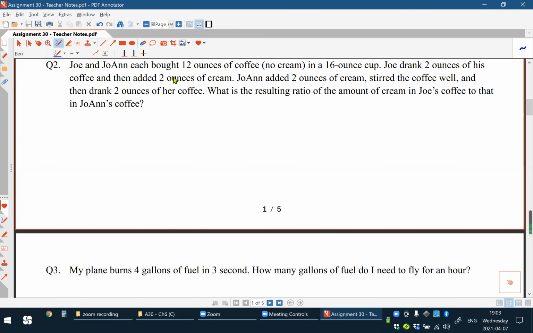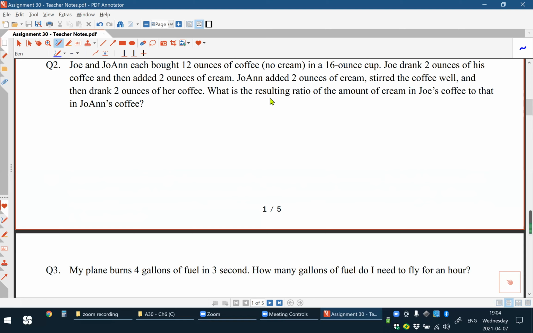Joe and Joanne each bought 12 ounces of coffee with no cream in a 6-ounce cup. Joe drank 2 ounces of his coffee and then added 2 ounces of cream. Joanne added 2 ounces of cream, stirred coffee well, and then drank 2 ounces of her coffee. What is the resulting ratio of the amount of cream in Joe's coffee to that in Joanne's coffee? Okay, so if we want to find the ratio of the cream in Joe's coffee to that in Joanne's coffee, first of all, we need to find the amount first, right?